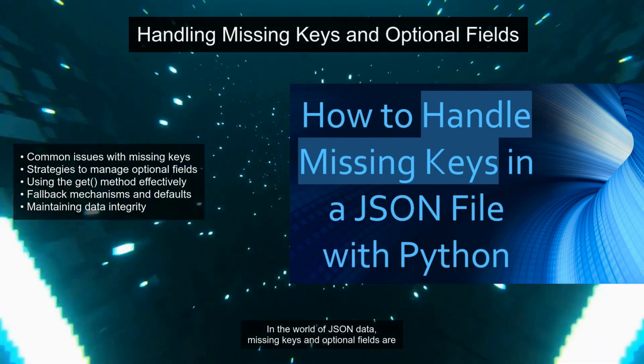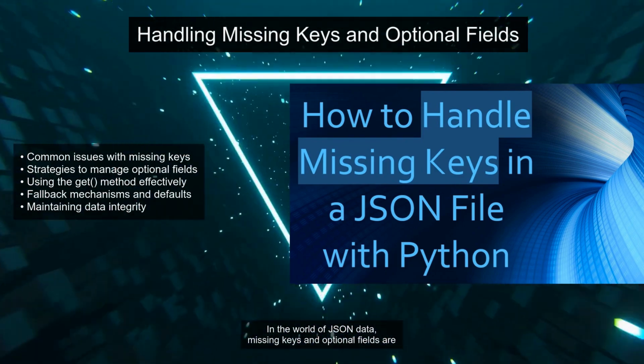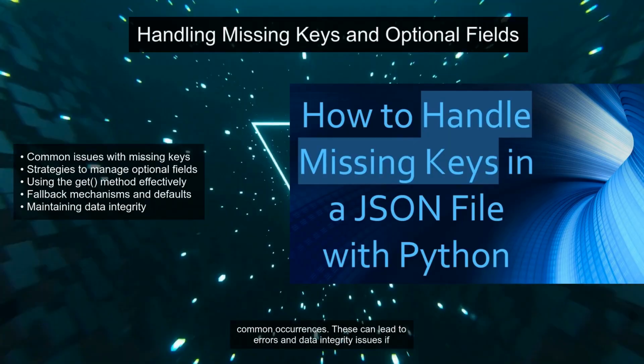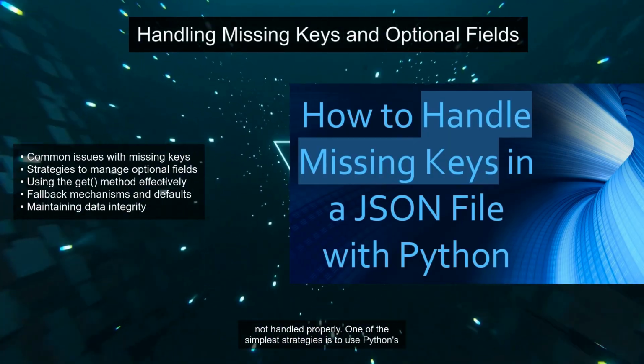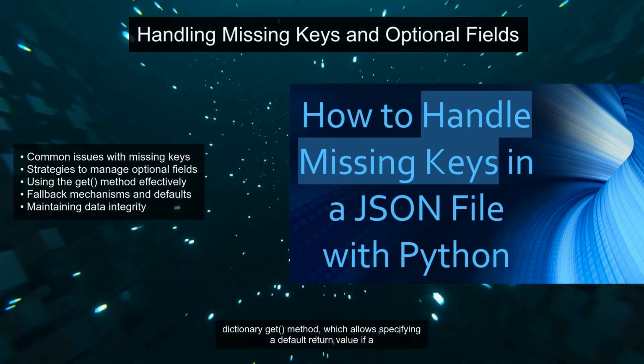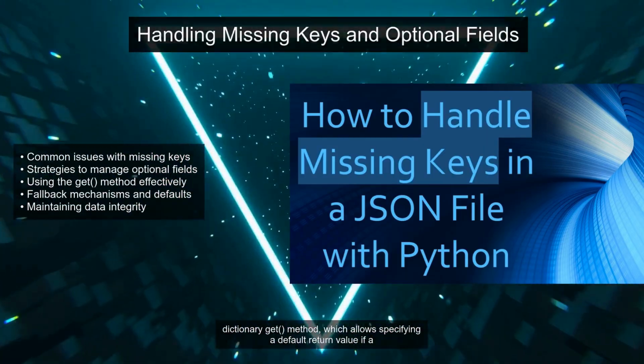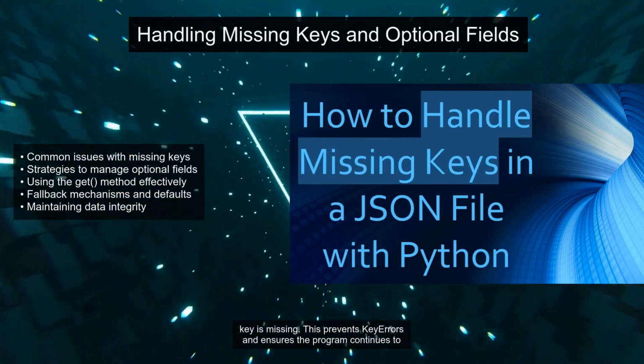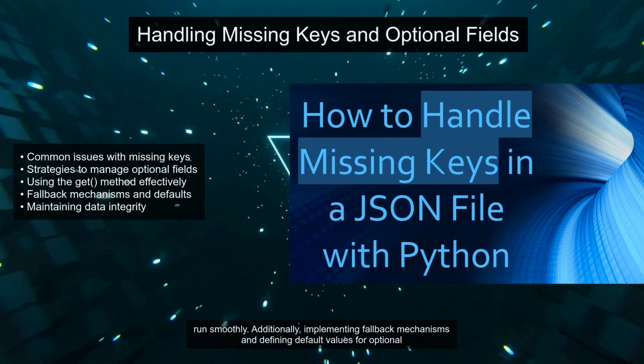In the world of JSON data, missing keys and optional fields are common occurrences. These can lead to errors and data integrity issues if not handled properly. One of the simplest strategies is to use Python's dictionary get method, which allows specifying a default return value if a key is missing. This prevents key errors and ensures the program continues to run smoothly.